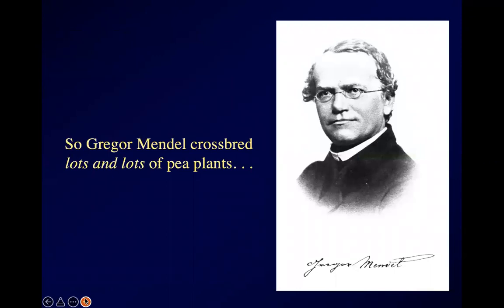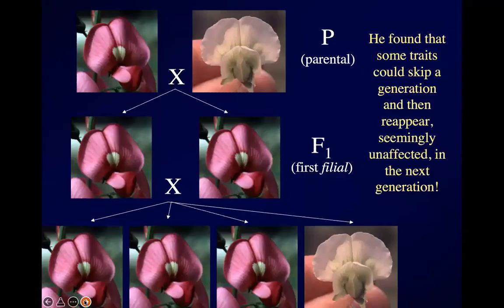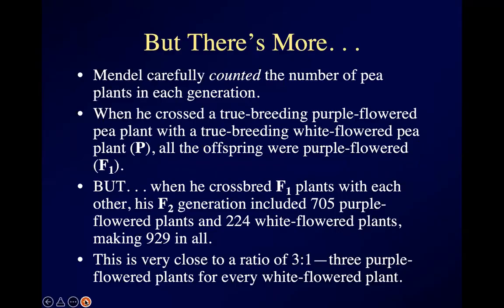What's new is that, first of all, Mendel crossbred lots and lots and lots of pea plants. He found that some traits would skip a generation and then reappear. More importantly, he counted the number of pea plants in every generation. When he crossed a true breeding purple flowered pea plant with a true breeding white flowered pea plant, all of the offspring were purple flowered.